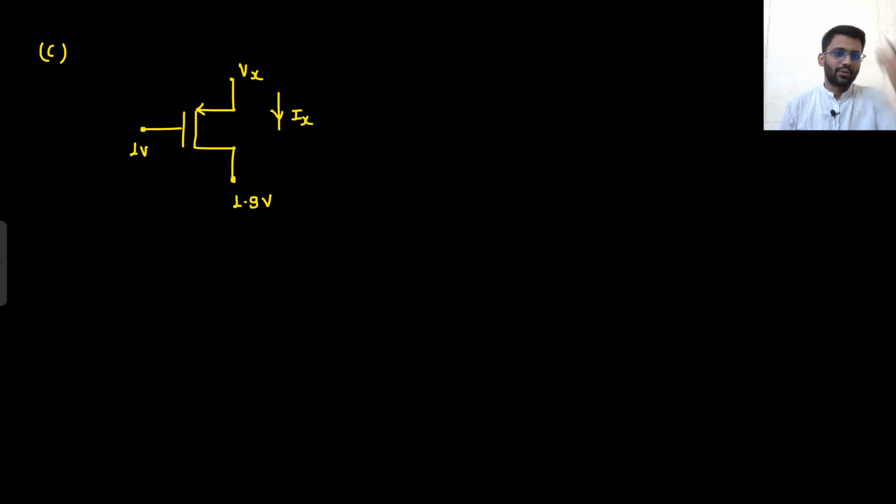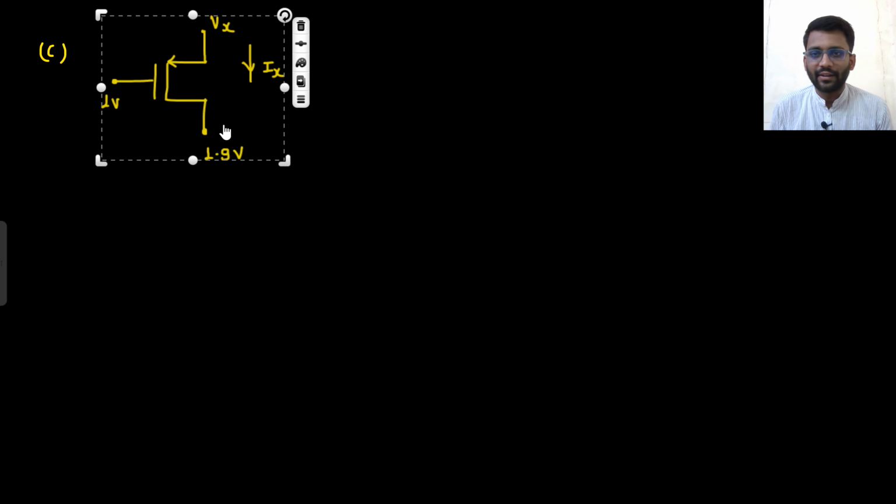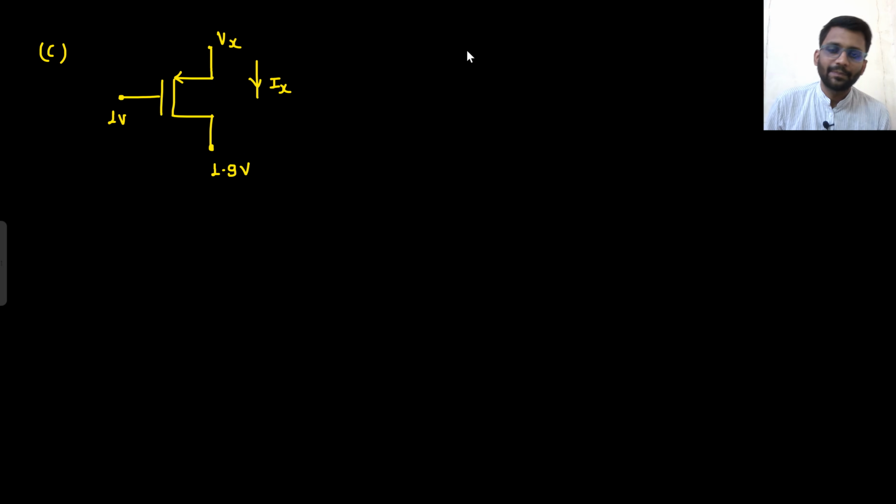You have to solve it on your own. Now you can try doing it on your own. The same thing is happening. I will write it down. What is happening? Vx is sweeping from 0 to 3 volt. The Vt value is given, that is 0.7 volt.